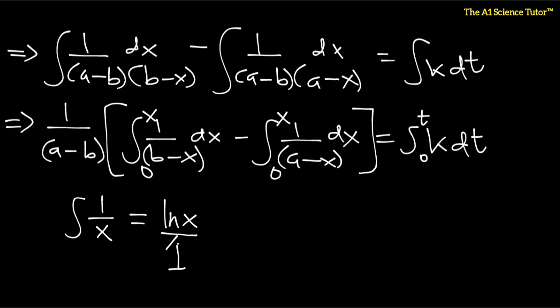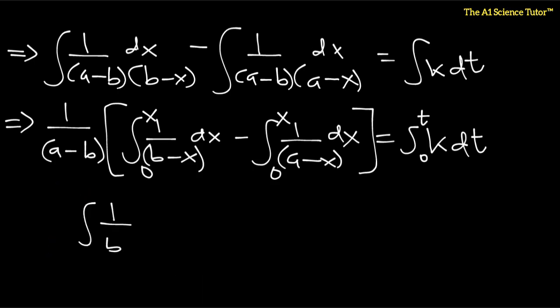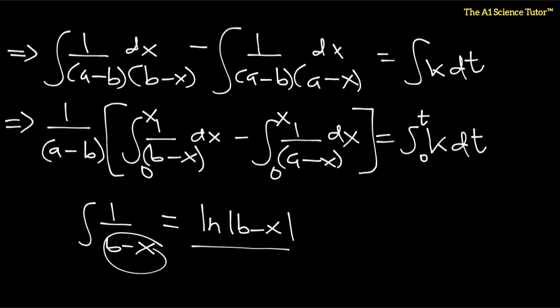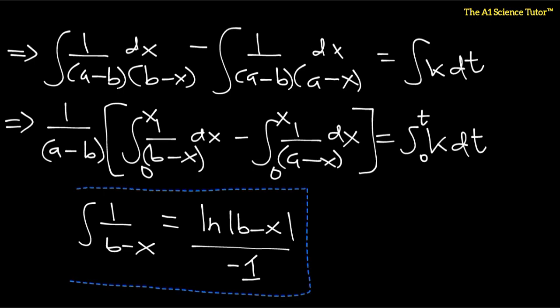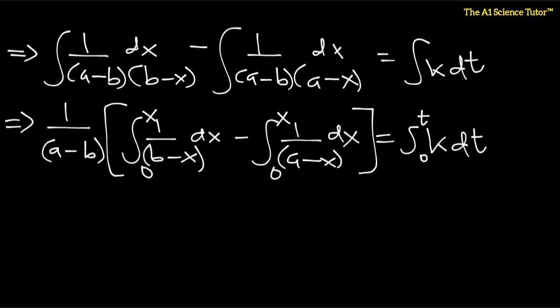So what if you didn't have this one? What if you had integral 1 over b minus x? Now b is a constant. So we know that this should be ln b minus x, but then we need to divide it by the derivative of b minus x. The derivative of b should give us 0. The derivative of minus x should basically give us minus 1. So that is what we're going to do. So let us see what that gives.